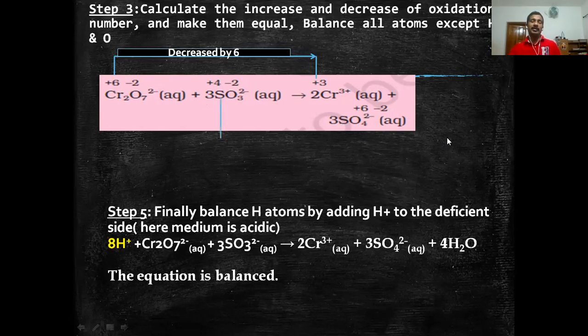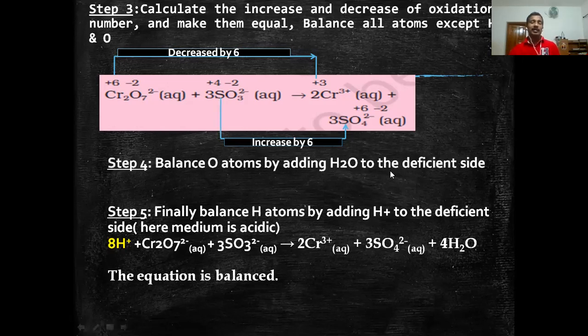Oxidation state also increased by 6. Now increase and decrease are equal. Now the next step, step 3: balance all atoms except hydrogen and oxygen. You check 2 chromium, 2 chromium, 3 S, 3 S. Now only oxygen is remaining in the unbalanced state. Next, balancing of oxygen atoms by adding H2O to the deficient side.